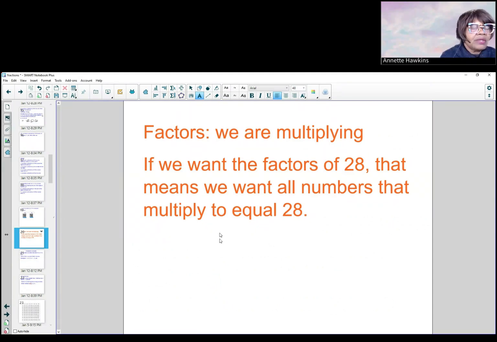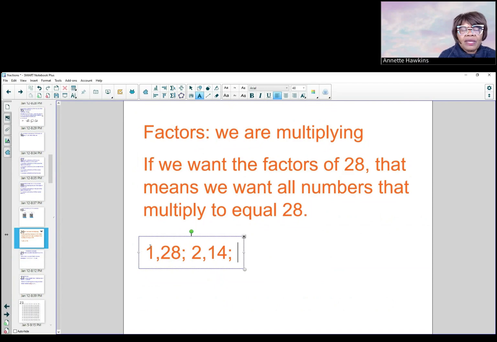And so how do you do this? You do it by counting. And what do I mean by counting? Let's start with 1. 1 times what will give you 28? 28. See how that's done? All right, let's go to 2. Now, this is where you will use your divisibility rules to help you. Will 2 go into 28? Yes, because 28 is even. 2 times 14. All right, let's go to 3.